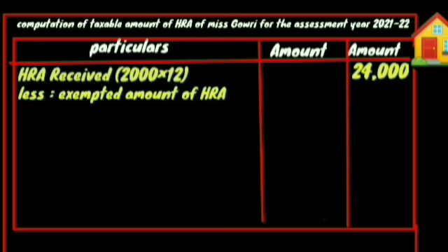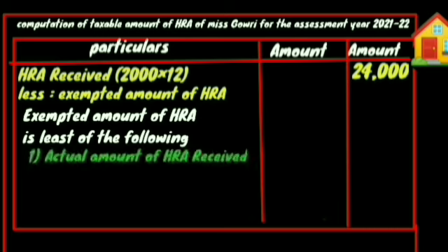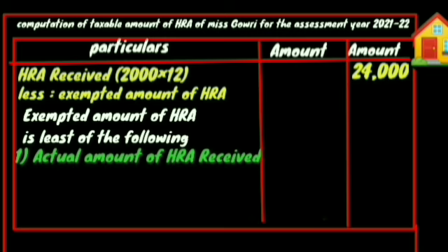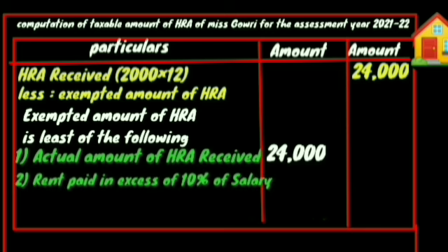Next step is to find out the exempted amount of HRA. So write as exempted amount of HRA is least of the following. First one, actual amount of HRA received is equal to 24,000. Second one, rent paid in excess of 10% of the salary is equal to nil. We'll show the calculation in the working note. Working note. Rent paid for 1 year is equal to 2,500 into 12 is equal to rupees 30,000.